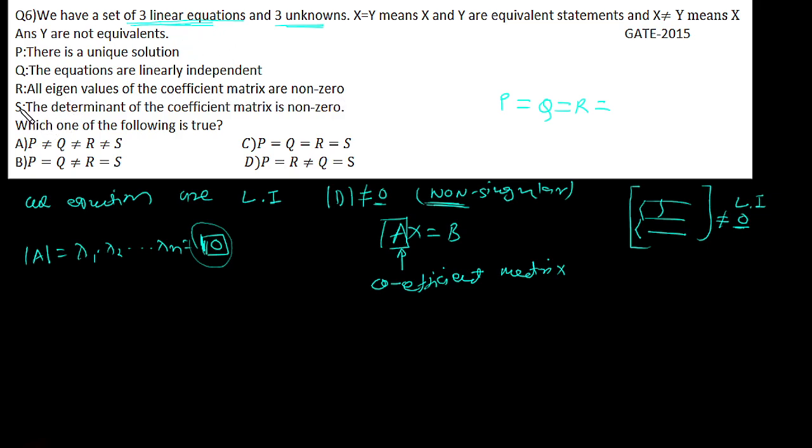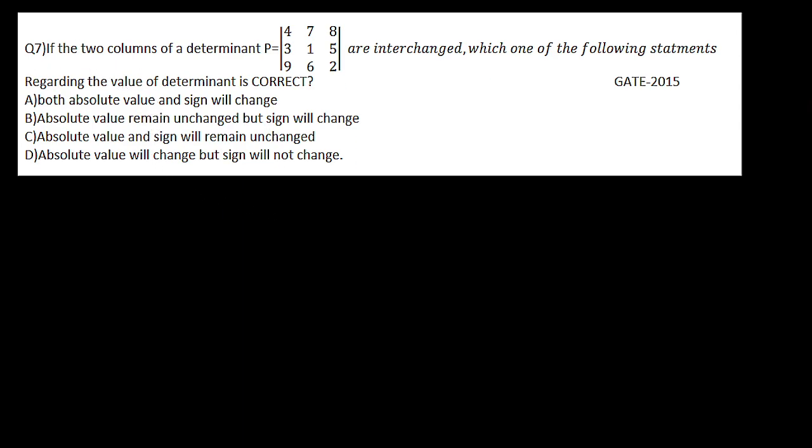Now statement S states the determinant of the coefficient matrix is non-zero. Again, this is the same condition. If the determinant is non-zero, then we have a unique solution, which is the same as statement P. So statement S is also equivalent. So all four statements are saying the same thing in different words. So we have to select option C because the four statements are equivalent to each other and they are indicating the same thing. Okay, let's solve question number 7.